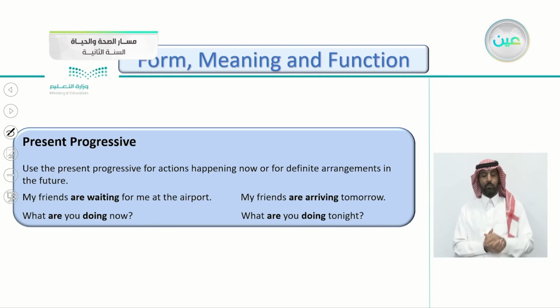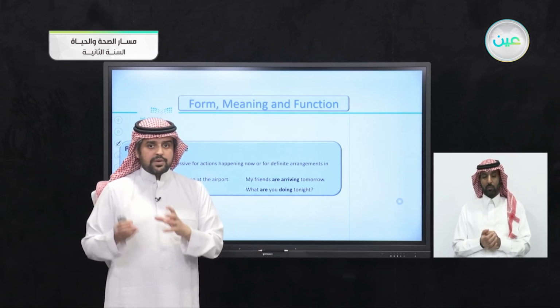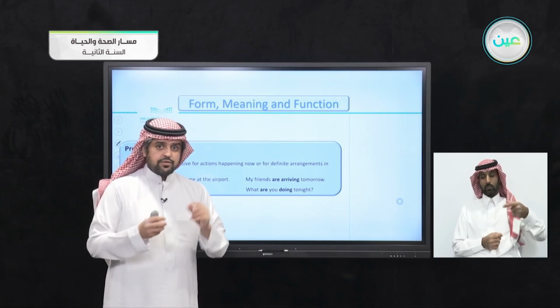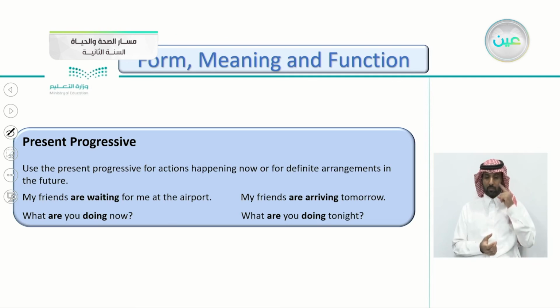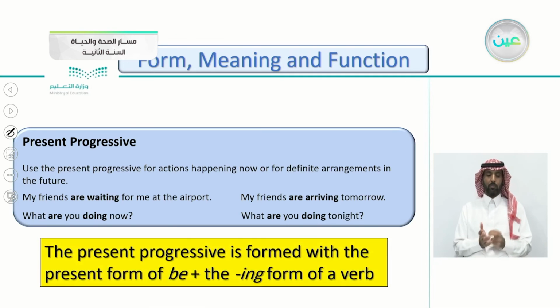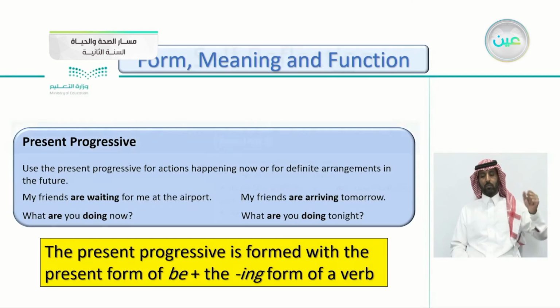The second example here, what are you doing tonight? Tonight. Maybe you can say, I'm going to Mecca next weekend. So you can use the present progressive to talk about the future. So don't focus on the name of the grammar. So also remember, the present progressive is formed with the present form of be plus the ing form of the verb. The present form, whether it's am, is, or are, and then the ing form of the verb.